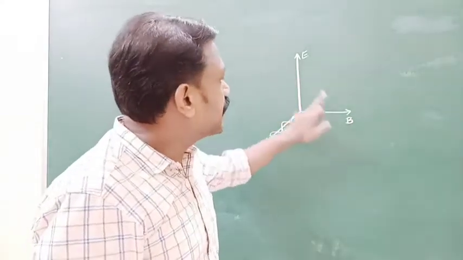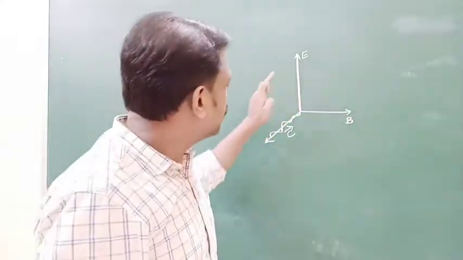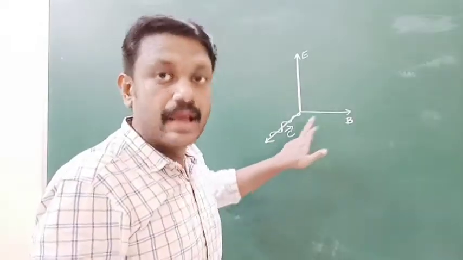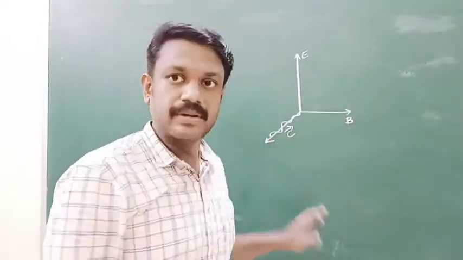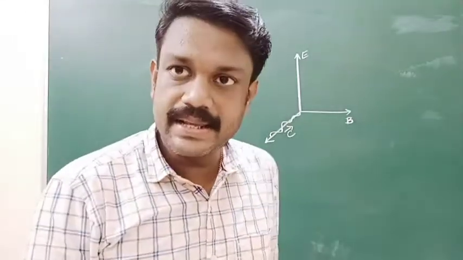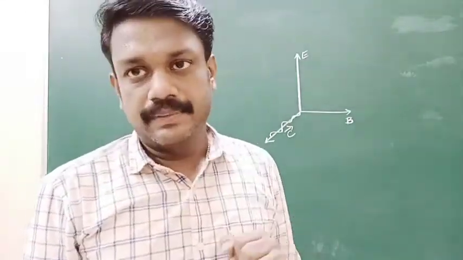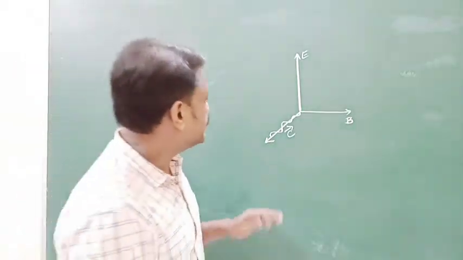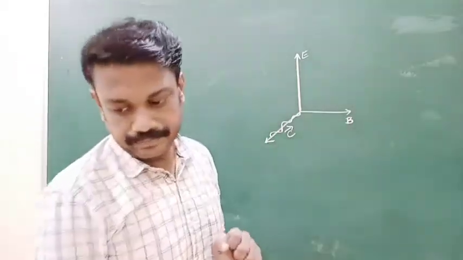Remember, electric field and magnetic field are perpendicular, electric field and propagation are perpendicular, magnetic field and propagation are perpendicular, which means all these three are mutually perpendicular. All these three are mutually perpendicular. Clear? So that is an electromagnetic wave.